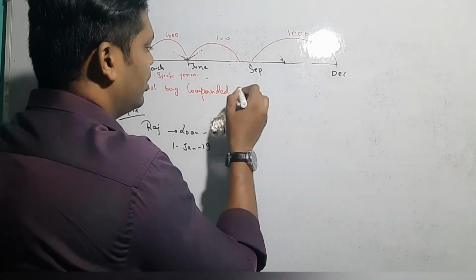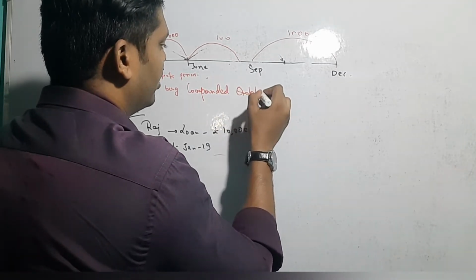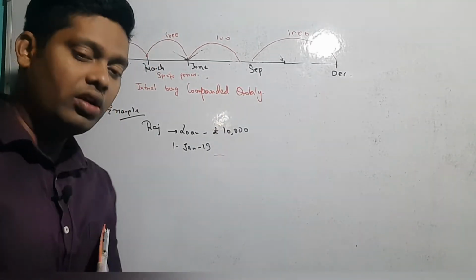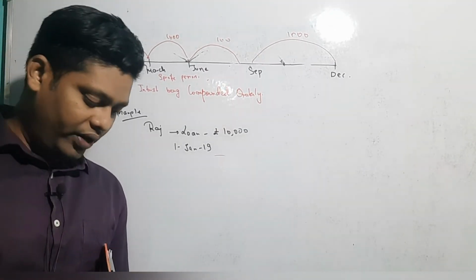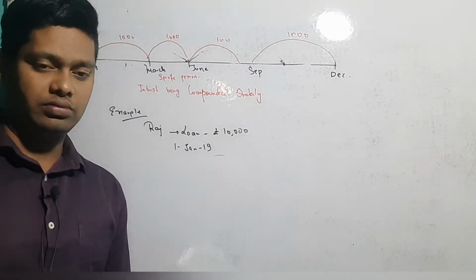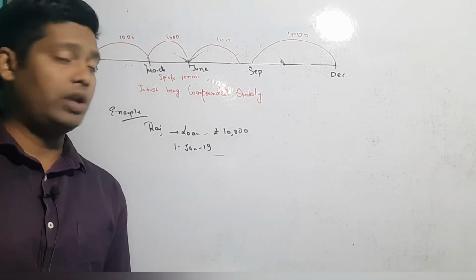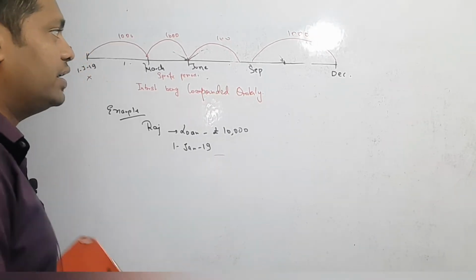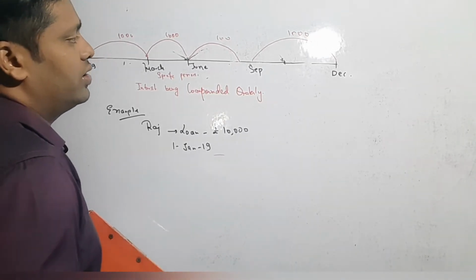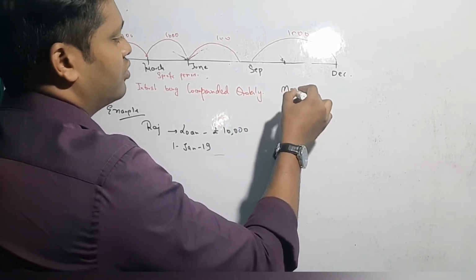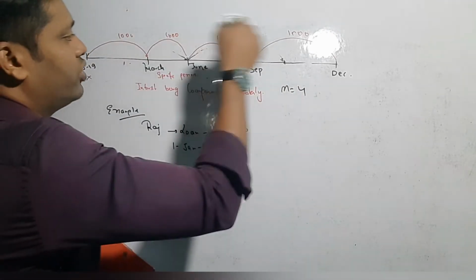Compounded quarterly. Okay, quarterly means what? You have to give me for every end or starting of the third month. How many times? 4 times. So n is equal to how much here? N is equal to 4. 1 time, 2 times, 3 times, 4 times.